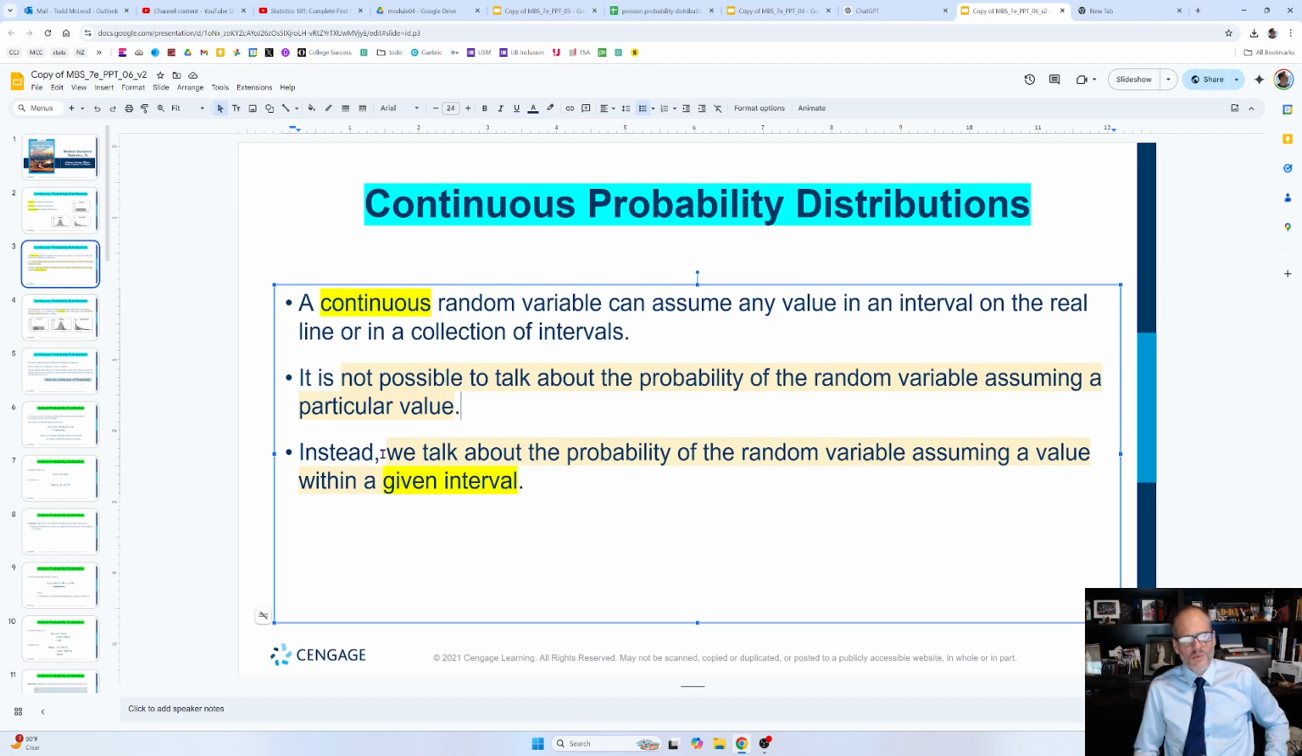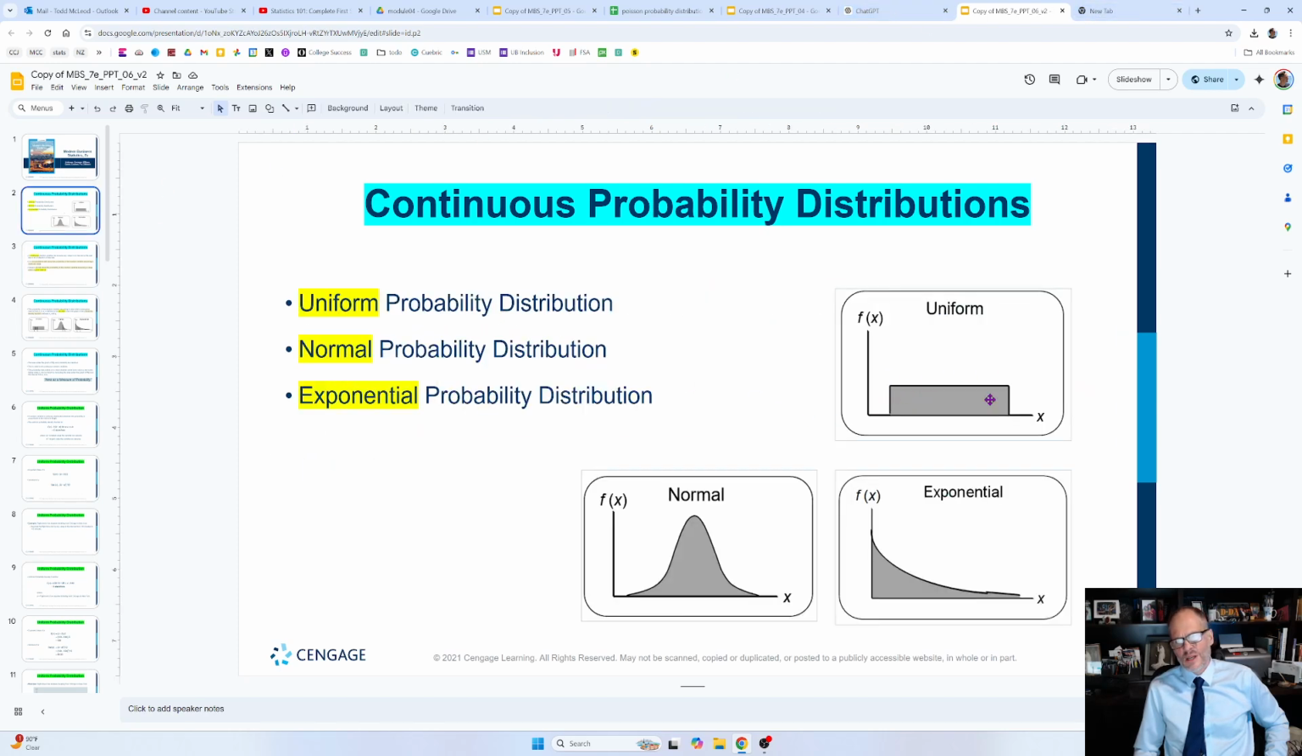But when you do talk about continuous probability distributions in statistics, we talk about the probability of the random variable assuming a value within a given interval. So if this was flight times right here, and it's 120 to 140, we might say, what's the probability that we're going to get in there from 125 to 135? And we can look at that probability.